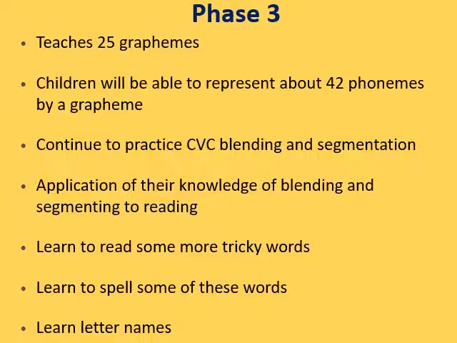Okay, so sometime in term 3, we will start teaching phase 3. This will teach 25 new graphemes, which is the way a sound is written. The children will be able to represent about 42 phonemes, the sound, by a grapheme. They will continue to practice reading CVC words, consonant, vowel, consonant words like cat, for example. They'll be practicing blending and segmenting these for writing. They will be able to apply their knowledge of blending and segmenting in their reading, hopefully learn to spell some more tricky words, and learn to read some tricky words, and also will start learning the letter names too.